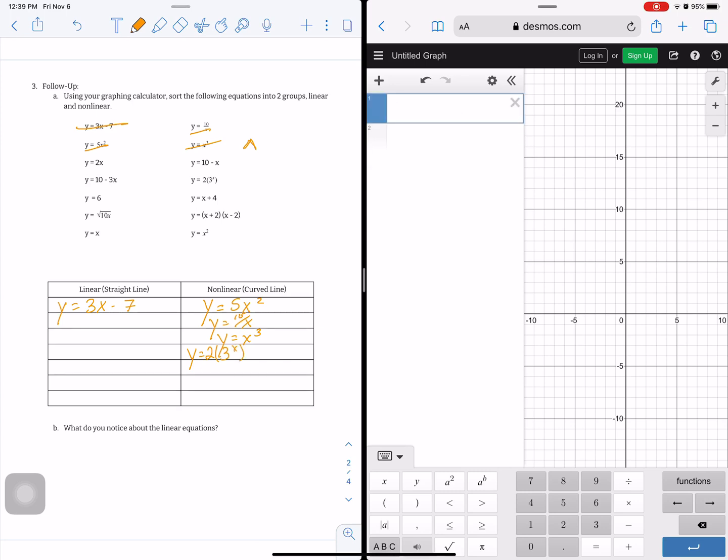And again, you're typing in all the different pieces that you can. The square root sign is going to be right here. It's just right next to that little volume piece, in between the volume and the pi. And then do 10x. And I can definitely see that curved. So you're going to type in the rest of them and then see what you can notice.